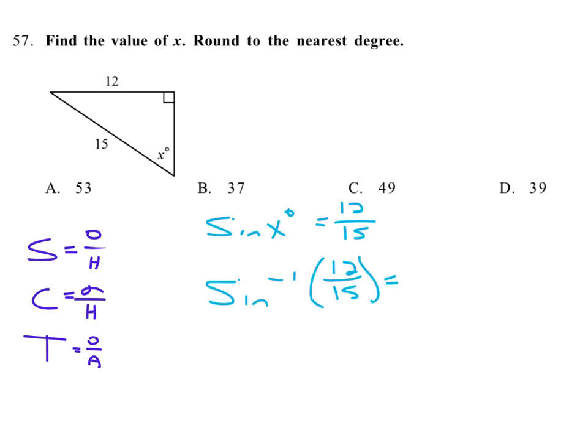So when I turn on my calculator, I'm going to hit mode and make sure it's in degrees, especially if you changed batteries or something like that, it'll reset to radians. So then I hit the second button and sine, inverse sine of 12 divided by 15, close those parentheses, is 53.13, which of course rounds to 53 degrees. That's the answer.